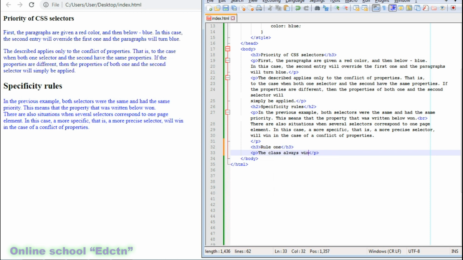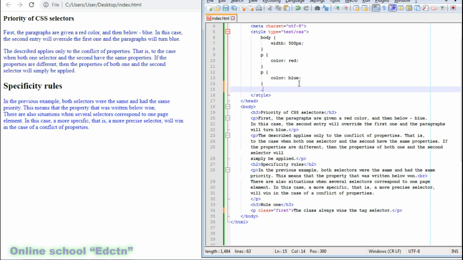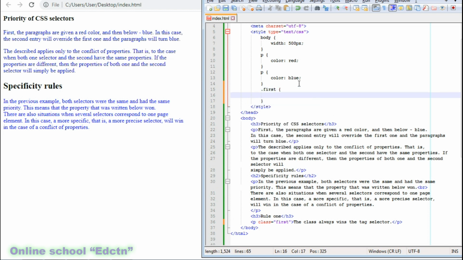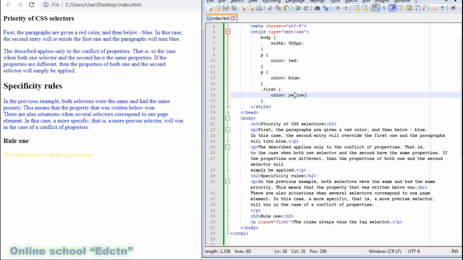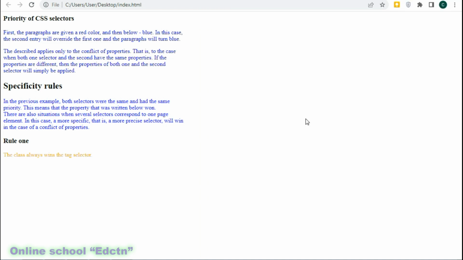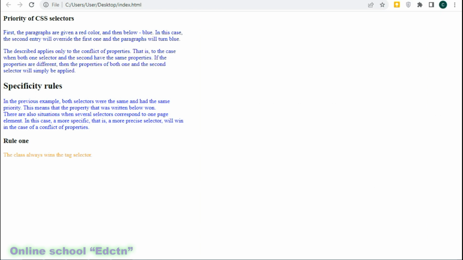Rule 1. The class always wins the tag selector. Rule 2. The identifier always wins the class.